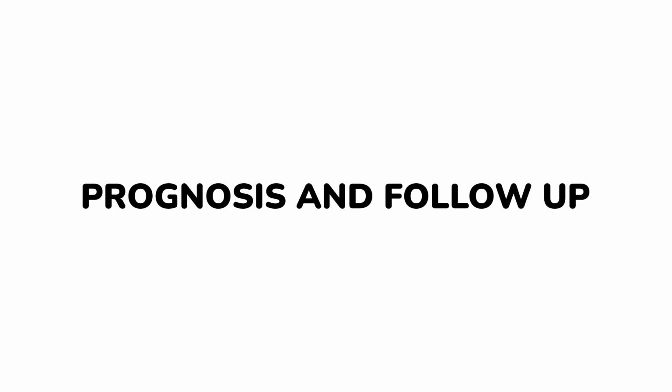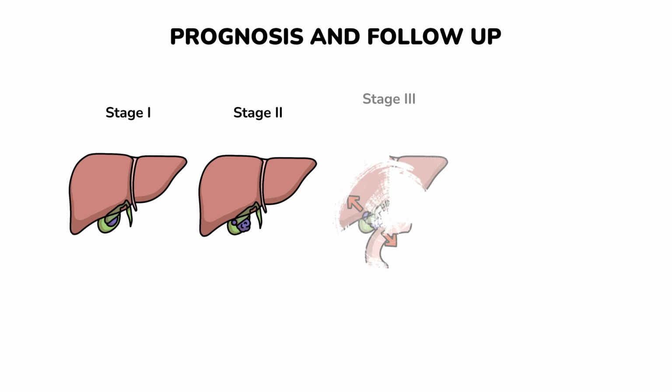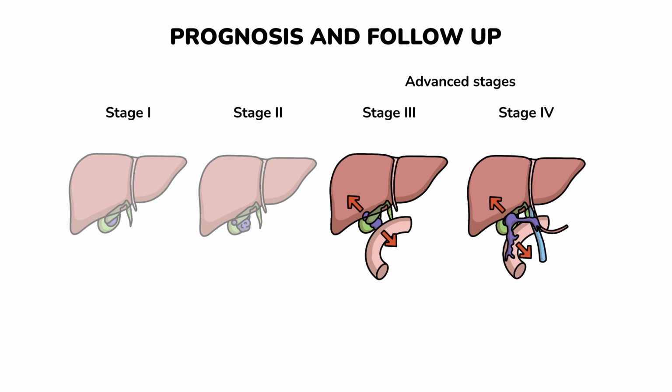And finally, prognosis and follow-up. The prognosis for gallbladder cancer significantly depends on the stage. Early-stage gallbladder cancer has a better prognosis because it can often be completely removed by surgery. Advanced stages have a poorer prognosis due to the spread of cancer beyond the gallbladder, typically to lymph nodes, liver, or surrounding peritoneal structures. Occasionally, extraperitoneal metastases may occur in the lungs and the pleura.